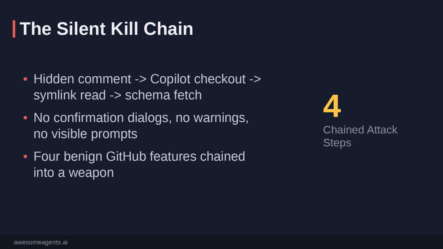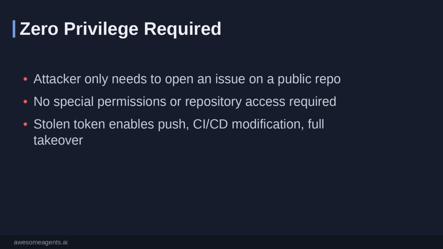Gone. So let me make sure I have this right. The full chain is hidden comment in an issue, Copilot follows the instructions, checks out a malicious PR, reads a symlink to your token, then exfiltrates it through a JSON schema fetch. All silently. All silently. No confirmation dialogues, no warnings. The developer never sees anything unusual.